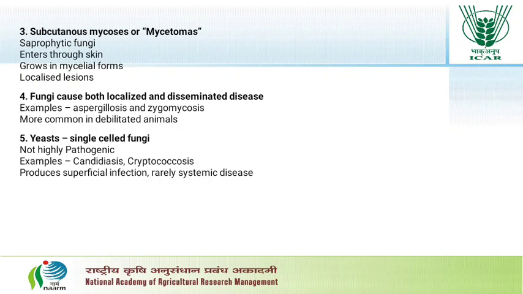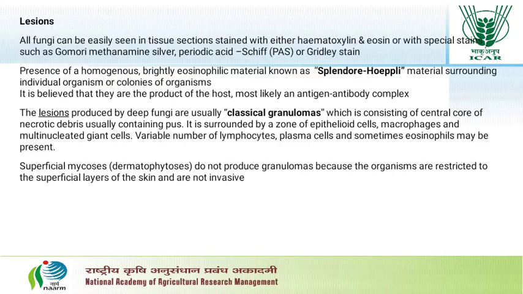Group 5. These are yeast-like single-celled fungi. These are not highly pathogenic. Examples are candidiasis and cryptococcosis, which produce superficial infections, and very rarely they cause systemic diseases. These fungi within the tissues produce lesions.